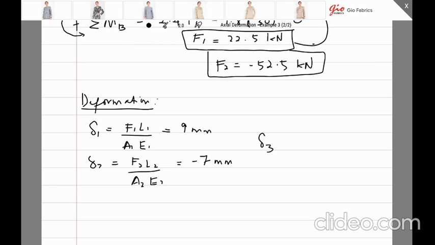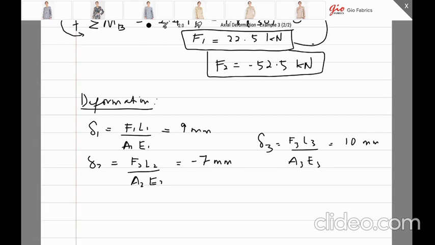And lastly, the deformation in rod 3. Delta 3 equals F3 L3 over A3 E3. You should get your delta 3 is equal to 10 mm. So rod 3 is also elongated.